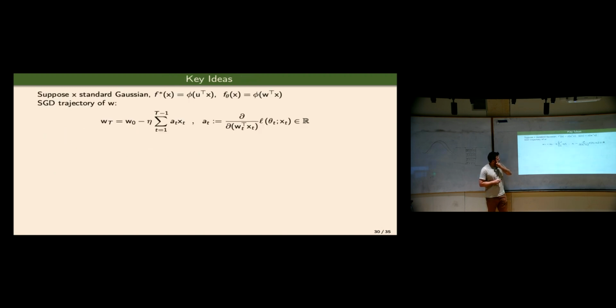So what's the key idea? How do we actually get meaningful lower bounds in these settings? Let's assume for the sake of this proof sketch that X is a standard Gaussian. We're going to think of the case where we have a single neuron, and the function we're trying to learn is also a single neuron. So we have some function phi. We're trying to learn phi of u transpose x, where u is some unknown vector, with phi of w transpose x, where w is the parameters that we train. It's the simplest setting that is tractable.